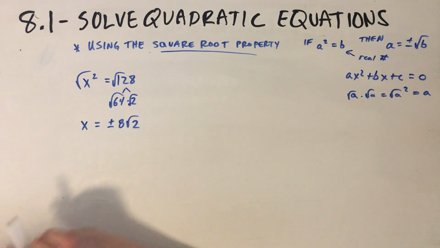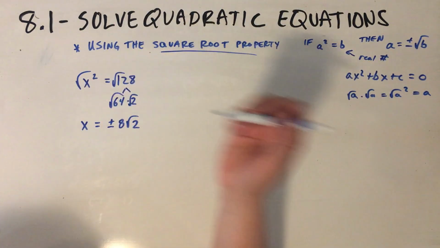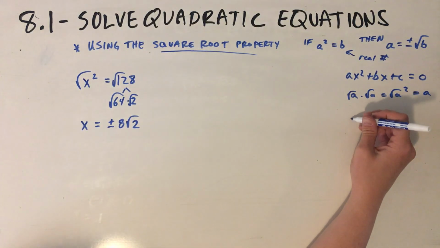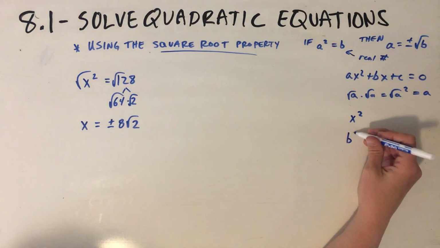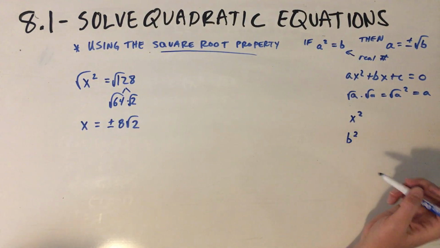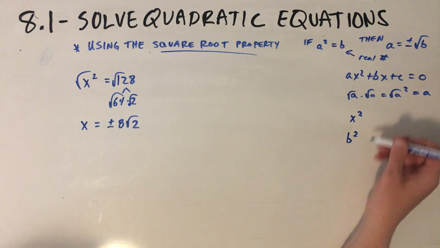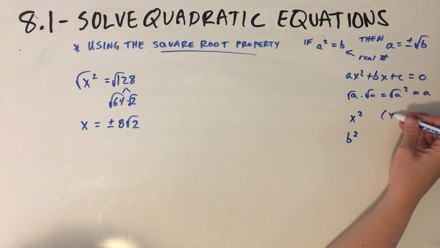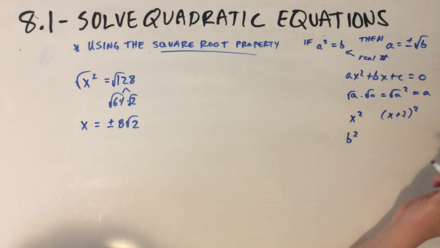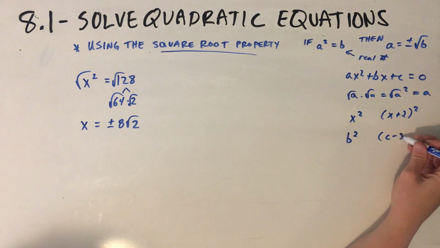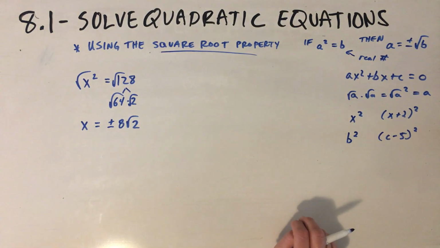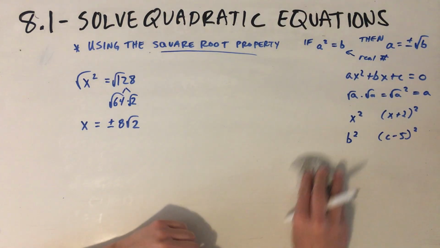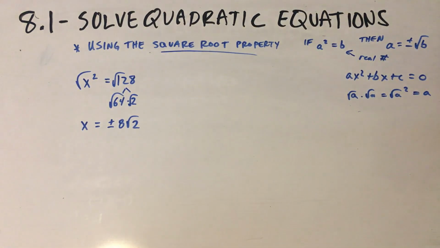So a couple things I want to note here is that a squared can be just a variable, like it can just be literally like x squared. It could be b squared. It could be any of these, but it could also be a two-term squared, a binomial squared. So it could be like x plus 2 squared, or it could be c minus 5 squared, or whatever the case is. It could be a two-term binomial that's being squared.